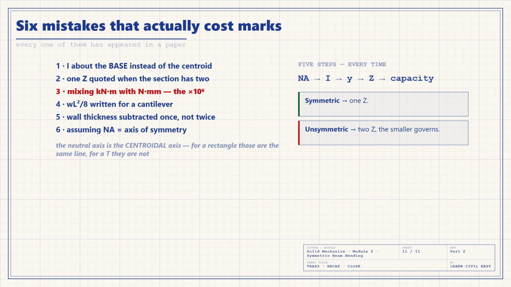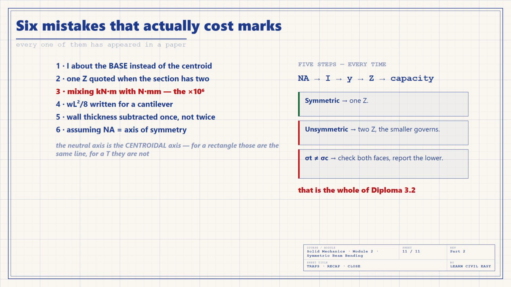So 5 steps every time. Neutral axis, I, Y, Z, capacity. If the section is symmetric, you get 1 Z. If it is not, you get 2, and the smaller one governs unless the permissible stresses differ, in which case you check both faces and report the lower. That is the whole of your Diploma 3.2.